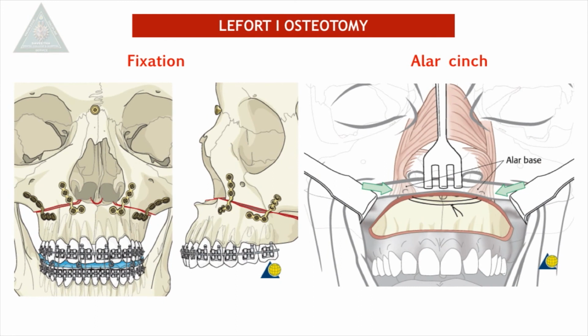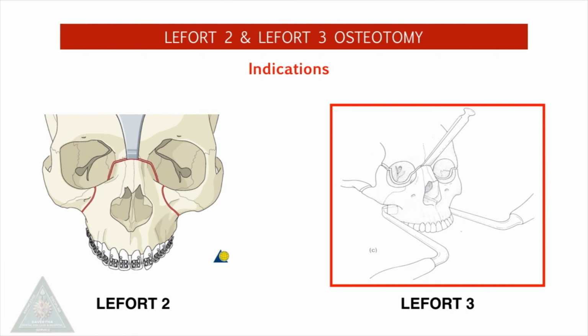Additional procedures such as alar cinching and V-Y plasty are done. Alar cinching prevents alar flaring and a V-Y plasty helps in lip lengthening. LeFort 2 osteotomy is indicated in patients with a deficient zygoma with nasomaxillary deficiency, and a LeFort 3 osteotomy is indicated in patients with a severe form of craniofacial dysostosis like Apert's and Crouzon syndrome.